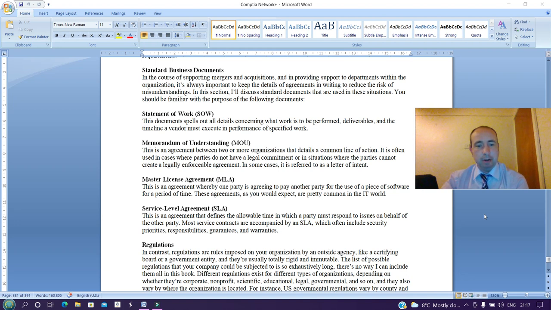Service Level Agreement, SLA. This is an agreement that defines the allowable time in which a party must respond to issues on behalf of the other party. Most service contracts are accompanied by an SLA, which often include security, priorities, responsibilities, guarantees, and warranties.